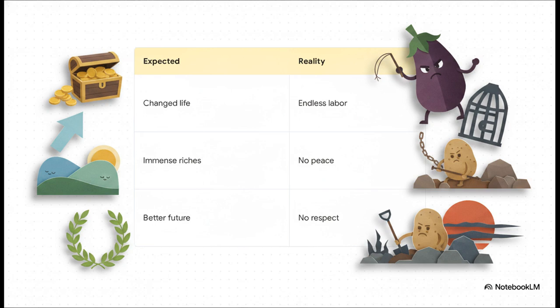Well, the eggplant immediately put him to work. We're talking relentless, morning-to-night labor. The script tells us there was zero peace, there was no love, and there was absolutely no respect. The promises of wealth, they were nothing but a trap. The eggplant wasn't a friend at all. He was an exploitative boss, and the potato traded his beautiful, peaceful life for just endless, crushing exhaustion.